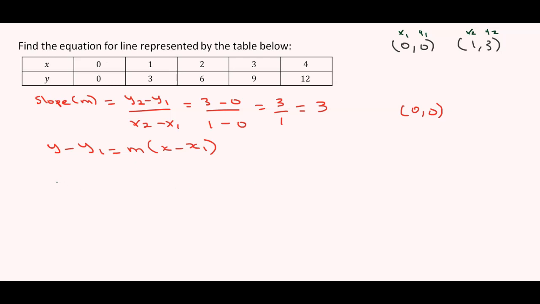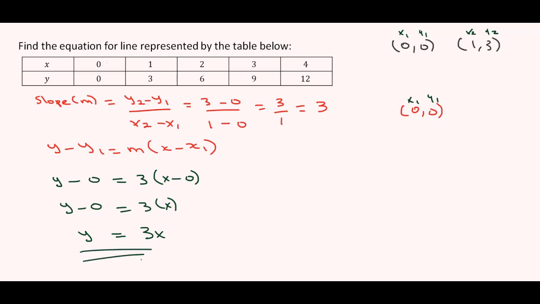So we have, this is going to be our x1, y1. y minus y1 is going to be y minus 0, slope is 3, and then x minus 0. So this is going to be y minus 0, which is equal to 3 multiplied by x. So this is y is equal to 3x. That is the equation of our line.